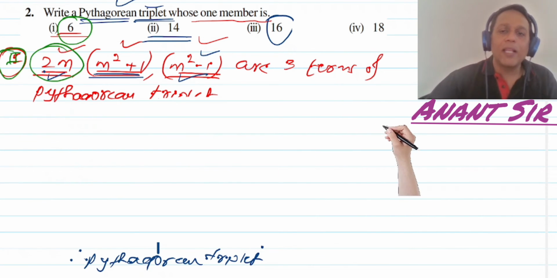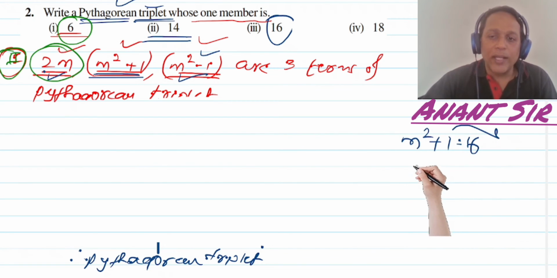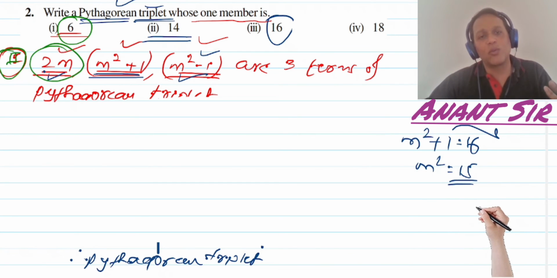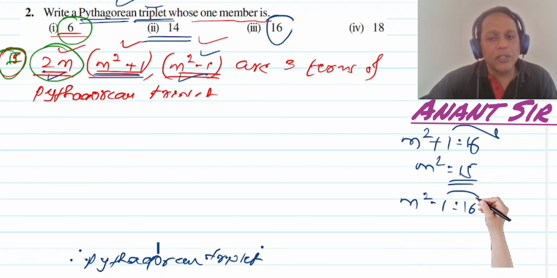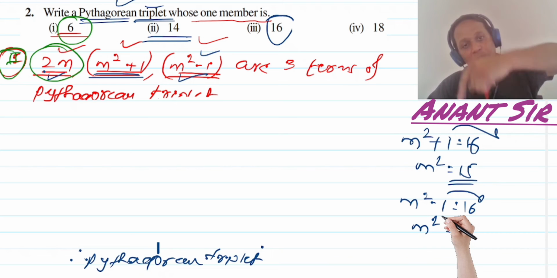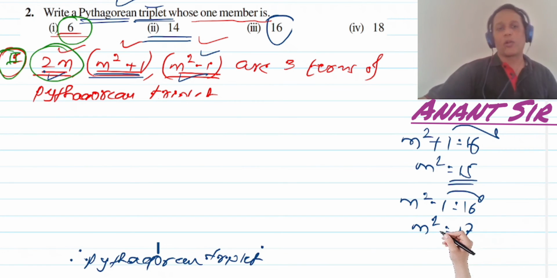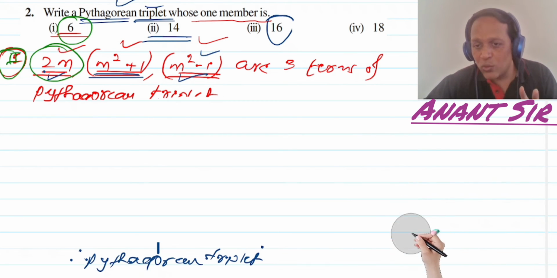So now again, can I take m square plus 1 as 16? I don't think so, because m square will become 15 and 15 is not a square of any integer. Similarly, can I take m square minus 1 as 16? I don't think so, because minus 1 will go to the other side and become plus 1, m square equal to 17. Again, 17 is not a square of any integer. So forget about these two options.